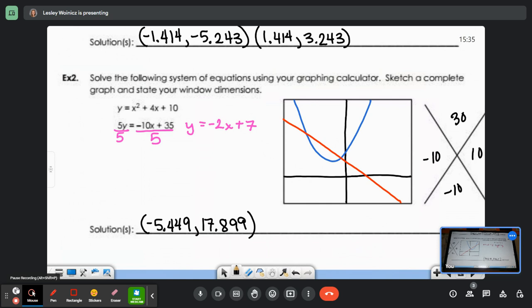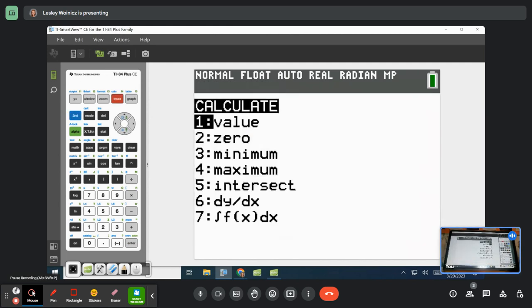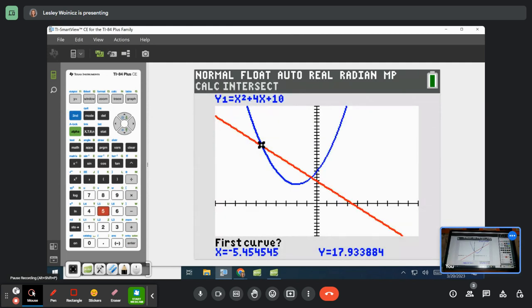Good? Okay, I'm going to find the other one. Back to my calculator. I got to go to the menu again. Second trace takes me to the calculate menu. 5, intersection. Okay, first curve, I'm on my blue. Enter. Second curve, I'm on my red line. Enter. Now I'm going to arrow over to my other intersection. Oops, too far. And then guess where they intersect.